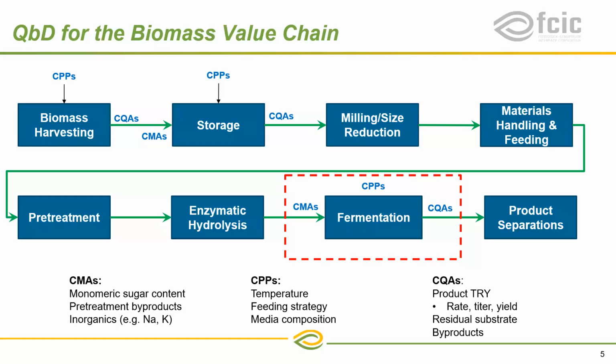Out of that comes the key product parameters, right? Titer, rate, yield. Those are the key things coming off of fermentation. Also, maybe the presence of residual substrates, the sugars that didn't get converted, or byproducts, something that the microbial conversion process made that we didn't want to make. So that would be a more specific example of how quality by design is used in our biomass value chain. And I pointed this out, not only is this my background, it's also some of the research that we'll be talking about just a little bit later in the presentation.